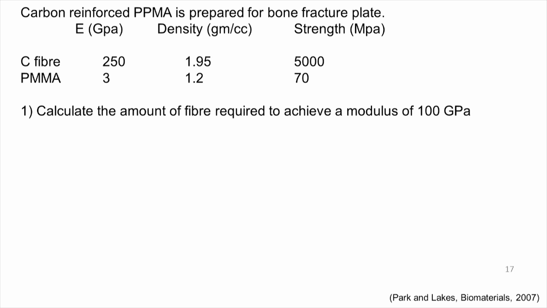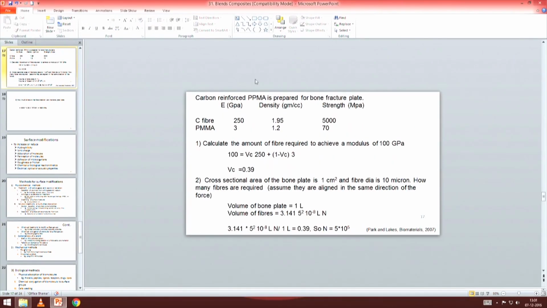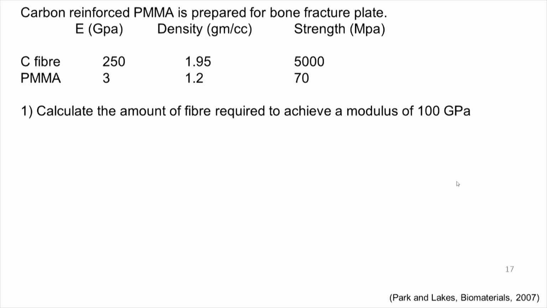Let us look at another problem, and this is related to a composite problem. So, look at this carbon reinforced, okay, PMMA, carbon reinforced PMMA is prepared for bone fracture application, fracture plate. Okay. So, as you know, carbon fiber has very high modulus 250 gigapascal, PMMA has very low 3 gigapascal. Look at the density is 1.95, 1.2. Strength of carbon fiber 5000 megapascal, strength of PMMA is 70. Calculate the amount of fiber required to achieve a modulus of 100 gigapascal.